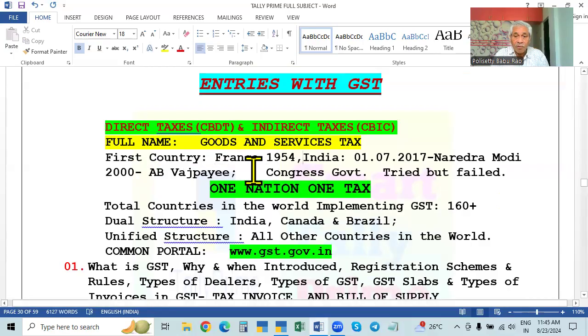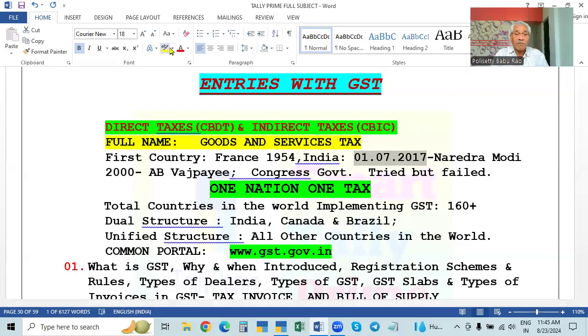And then the next government, the Congress government, also tried to implement this, but the Congress government also failed. At last, from 2014, the Narendra Modi government wanted to implement this, and the act was made and everything was done, and it was implemented from 1/7/2017, that is, 1st July 2017. From 1st July 2017, this is implemented by the Narendra Modi government.